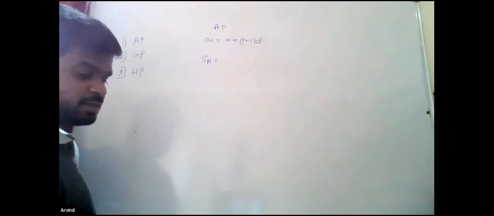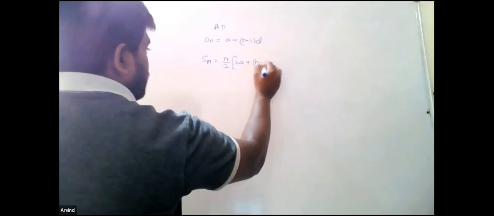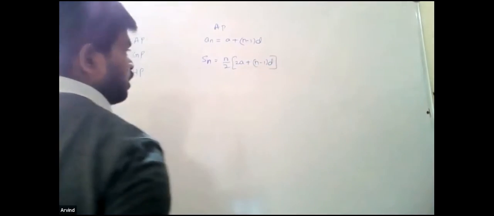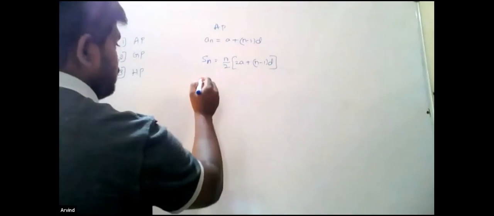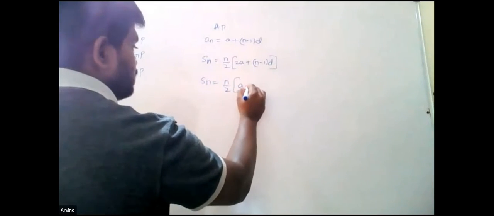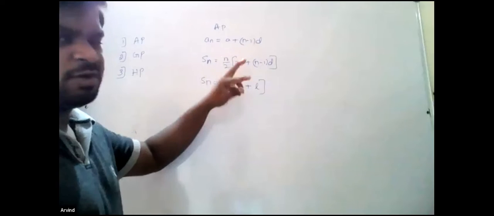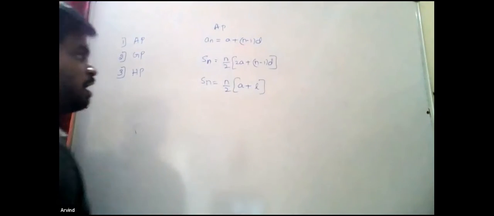So what is the formula for Sn? n by 2 into (2a plus (n minus 1) into d). Okay, that is your Sn, and it can also be written as n by 2 into (a plus l), where l is the last term. You can derive this formula using this, vice versa. This is regarding AP.